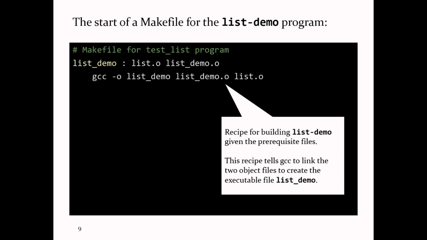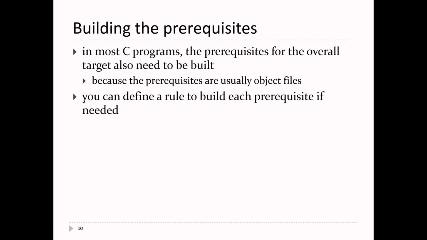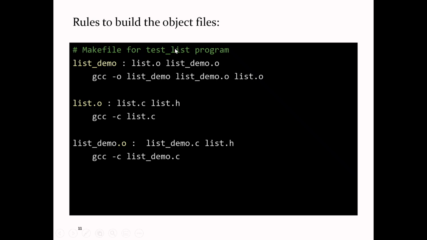Okay, so that particular recipe simply says link these two object files together to produce the executable program. In most C programs, the prerequisites for the overall target also need to be built, because the prerequisites are usually object files. You can define a rule to build each prerequisite if needed. So how do I build list.o?